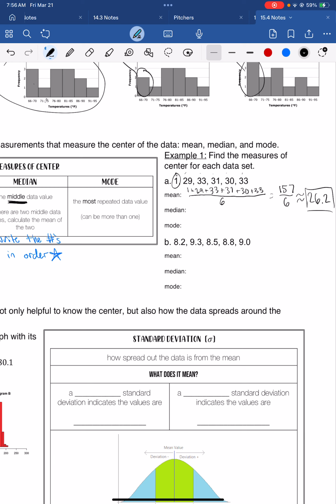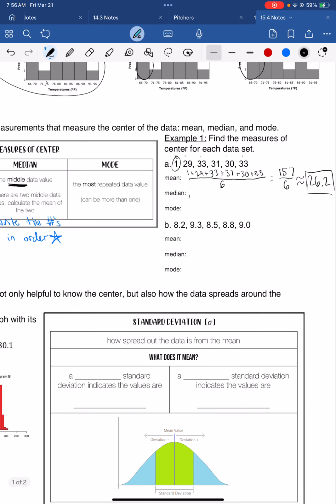So the smallest number would be 1. After that, it looks like it's going to be 29. After that, we got 30. Then we got 31. Then we got 33 for this one, and then we have to account for the other 33 as well. So now we need to find the middle of our data.